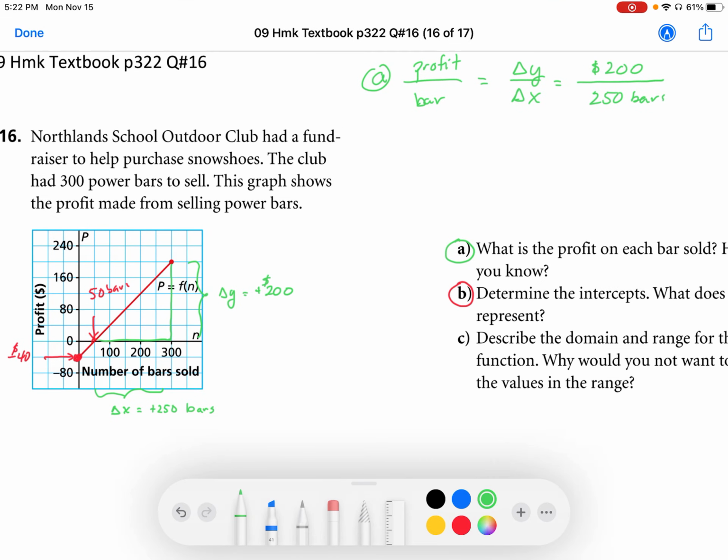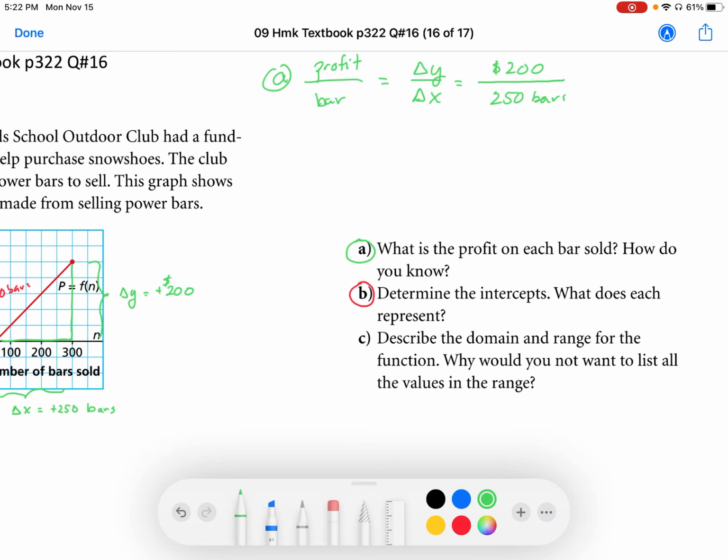And when we work out, we want to know the charge for each bar. That's a unit rate. To find the unit rate or ratio, we divide. So we end up with 80 cents per bar. So the profit is 80 cents per bar. And we know that this is a profit per bar because this is the slope.